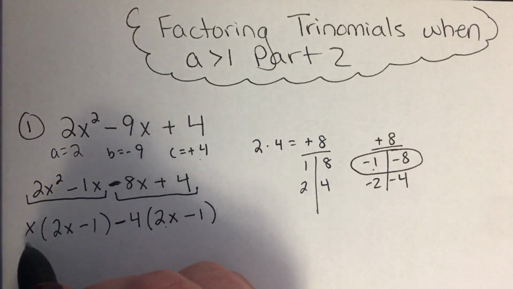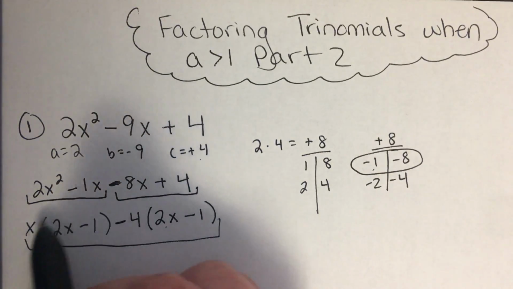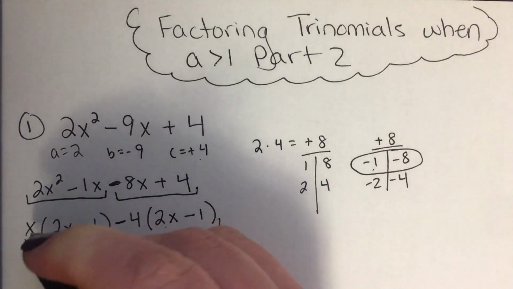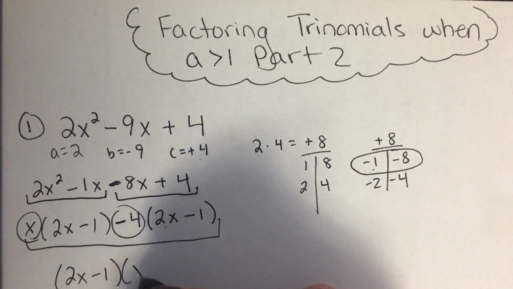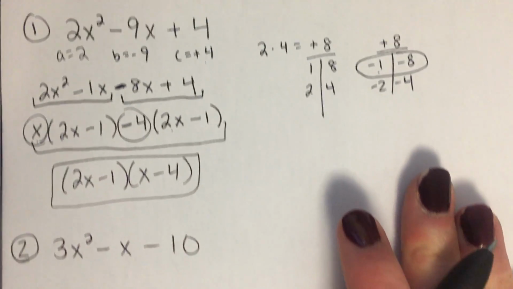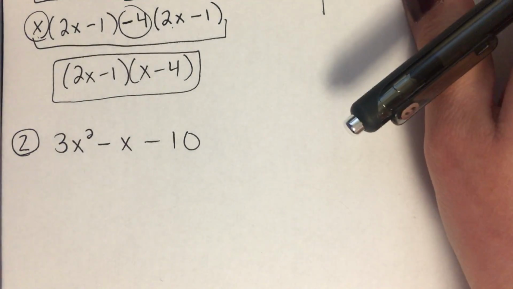All right, and now we're going to figure out what's in common between these two sets. 2x minus 1 is in common, and what's left over is going to be this x minus 4. And now we are factored. All right, so let's take a look at the second example.